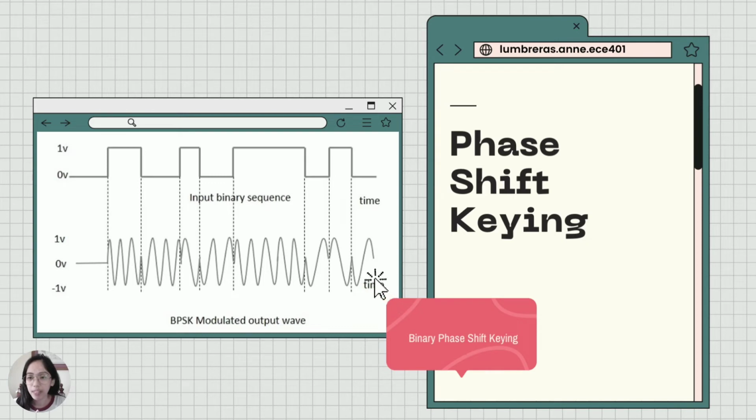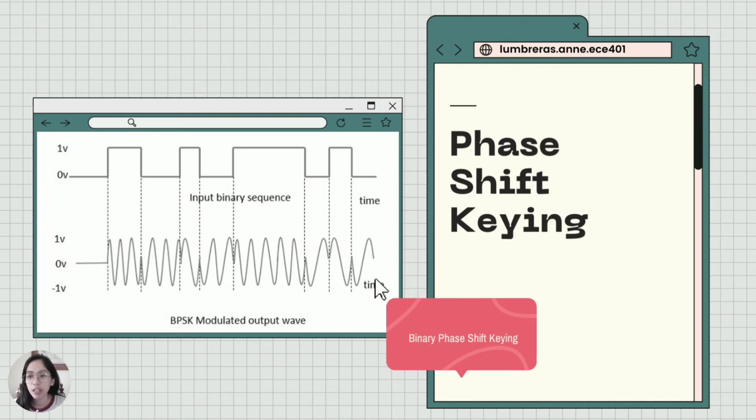There are two types of PSK. Depending upon the phases, the signals get shifted. First is the binary phase shift keying or BPSK. In this technique, the sine wave carrier takes two phase reversals such as 0 degrees and 180 degrees. Next is the quadrature phase shift keying or QPSK. This is the phase shift keying technique in which the sine wave carrier takes four phase reversals such as 0 degrees, 90 degrees, 180 degrees, and 270 degrees.